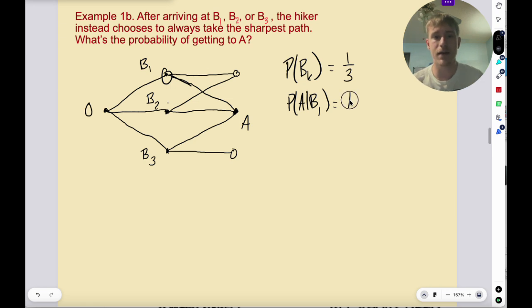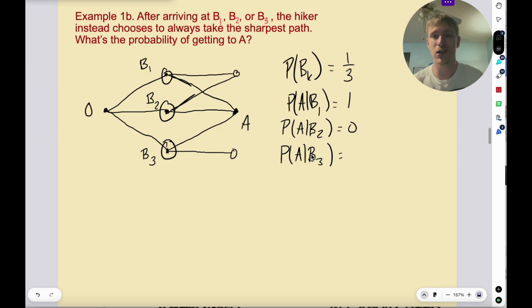Okay, now if he's at B2, what's the probability of A occurring given that B2 has occurred? Well, he's going to look for the sharpest change in direction, so he's always going to choose this path, so that probability is equal to 0. And what's the probability of A given that B sub 3 has occurred? Well, again, he's looking for the sharpest change in direction, so he's not looking for this path, he's looking for this path. And since that's going to A anyway, this probability is just 1.